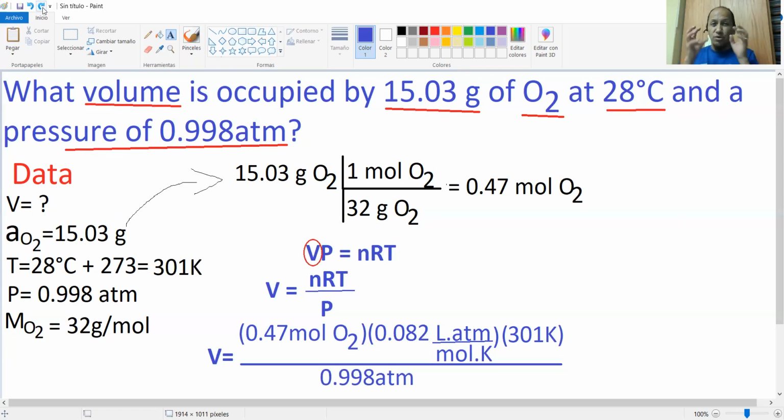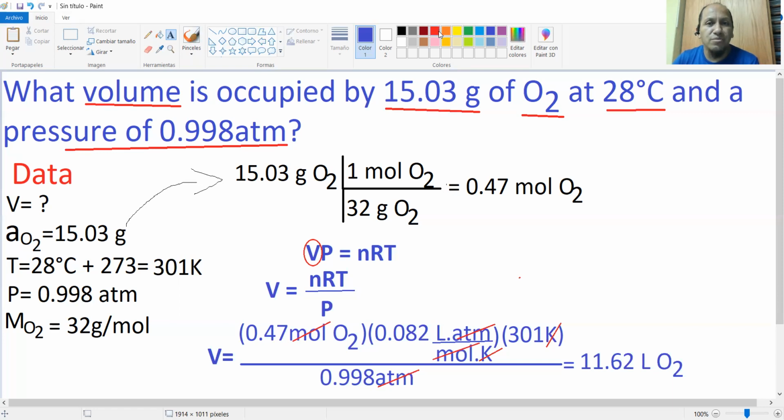Once you have replaced, it's important for you to put the units, and that's the way you should solve exercises in any sort of chemistry. You see the units, and you make sure that you cancel them and remain with the units you're looking for. In this case it's volume, so you should stay with volume at the end. You cancel atmospheres with atmospheres, moles with moles, Kelvin with Kelvin, and at the end you remain with the liters. So you perform the calculation, and you're going to have something like 11.62 liters of oxygen.